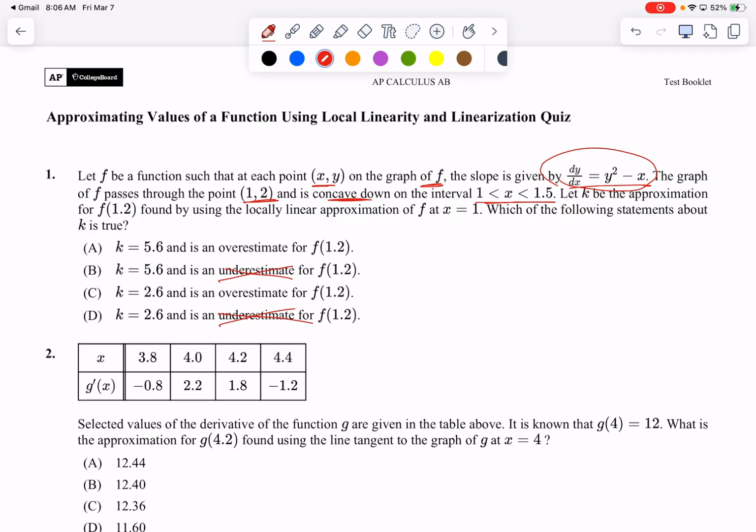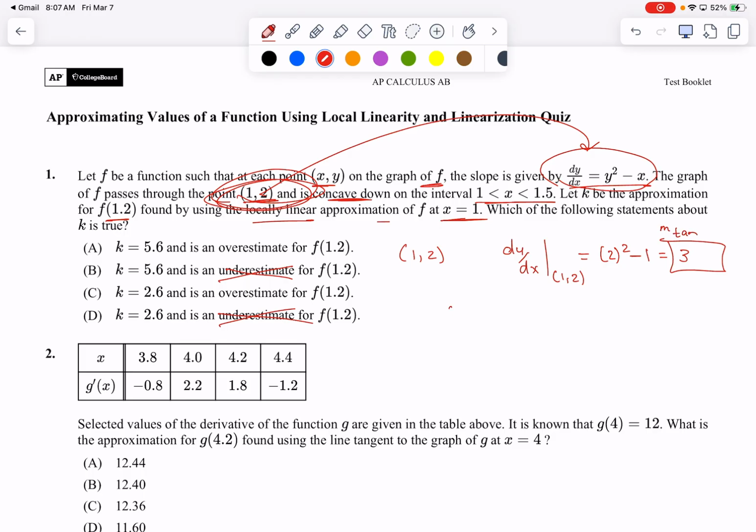From the interval from 1 to 1.5, let k be the approximation found at 1.2, using local linear approximation at x equals 1. Well, I need to write the equation for the tangent line first. Do we have the point? Do we have the slope? Can you find the slope? Plug it into your derivative. dy/dx at the point (1, 2) is equal to, all right, they've got my derivative as y squared minus x. There's an x and a y in it, so you need to plug in the y and the x to get the derivative. So y is 2, so it'd be 2 squared minus 1, which is 4 minus 1, which is 3. So there's your slope of your tangent line.